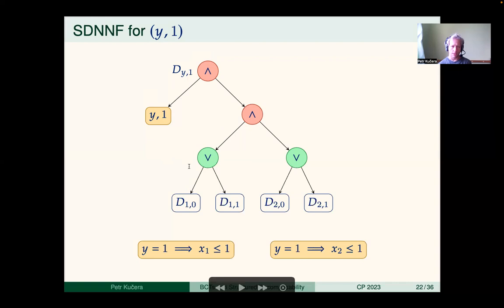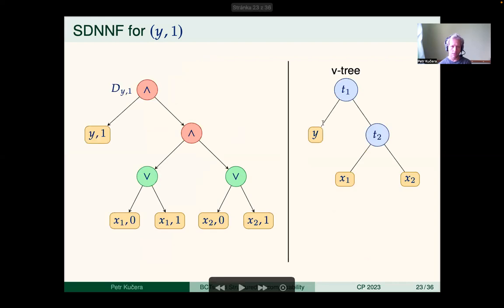So if C1 should be satisfied, then the C1 states that x1 is at most y, and therefore if y is 1, then x1 is either 0 or 1. So we take a disjunction of these two DNNFs. And the same goes for the right-hand side. That's the same constraint, only with x2. And we also have the same V3. That's the same as for y0. So the V3 doesn't change. It's still the same no matter which value we consider for the particular variable.